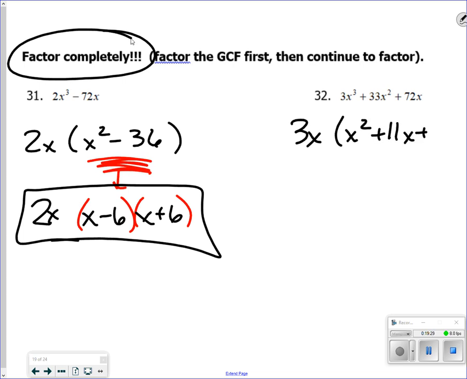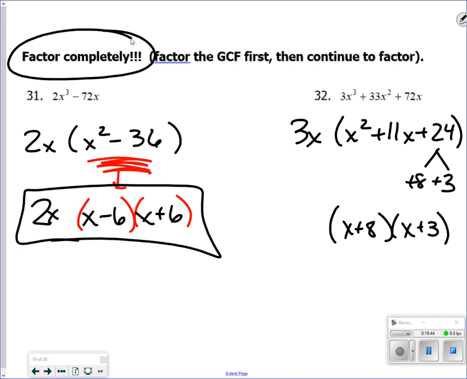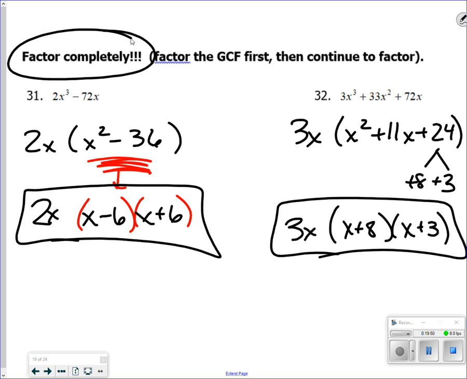So 3x is divisible into all of these. Now, factor what's inside the parentheses. I need factors of 24 that would add up to 11. And so x plus 8, x plus 3 is the factoring of x squared plus 11x plus 24. And then don't forget the GCF when writing your answer.